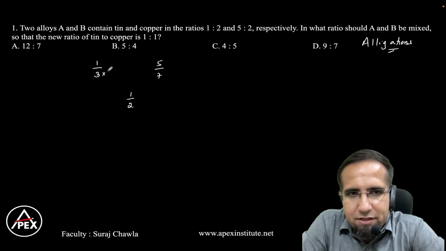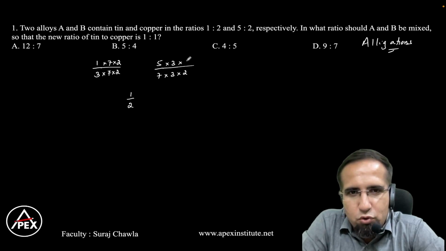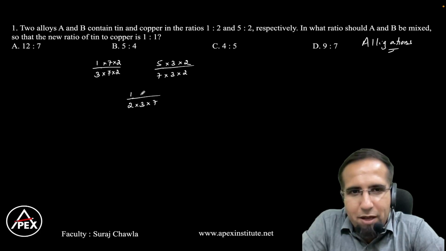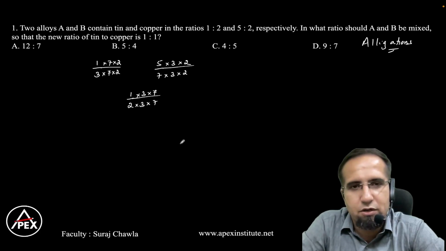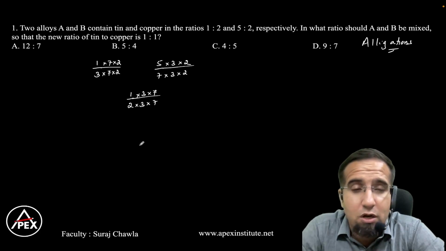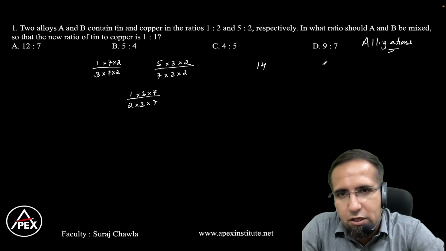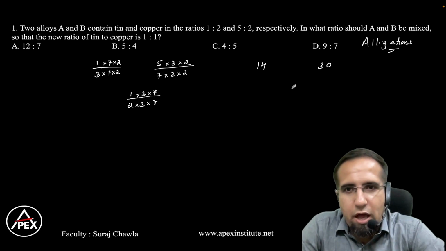So I multiply with 7 into 2 here, and I multiply the numerator also with 7 into 2. Now here I'll multiply with 3 into 2 to make the denominators equal. Here also I multiply with 3 into 2. And finally here I multiply with 3 into 7, and I multiply with 3 into 7. Now the shortcut that students should keep in mind is that when we alligate, we subtract and we find the ratio. That means if I'm making the denominators equal, the denominators will get cancelled. So in short, I would write this as 14, 30 and 21.